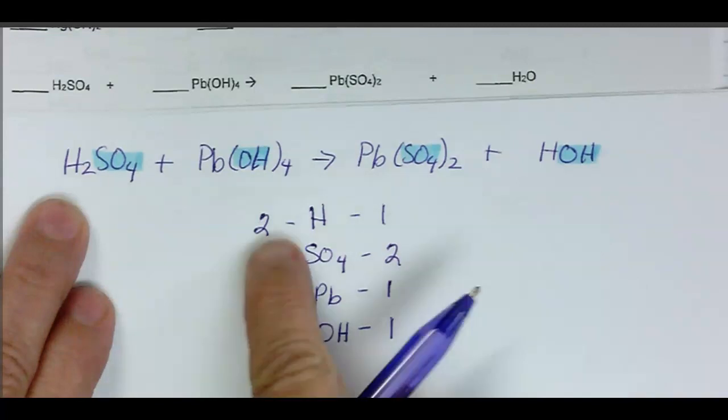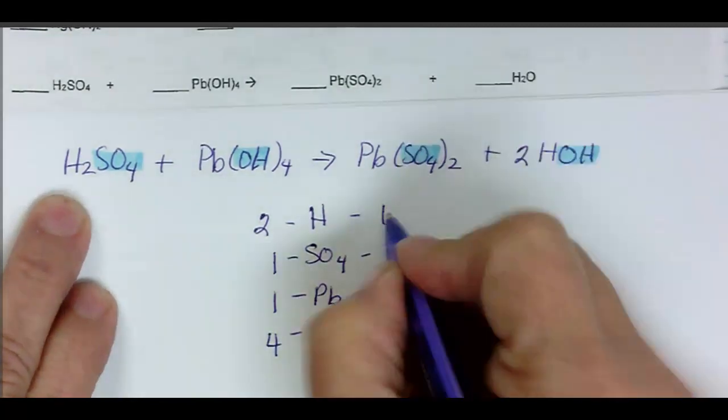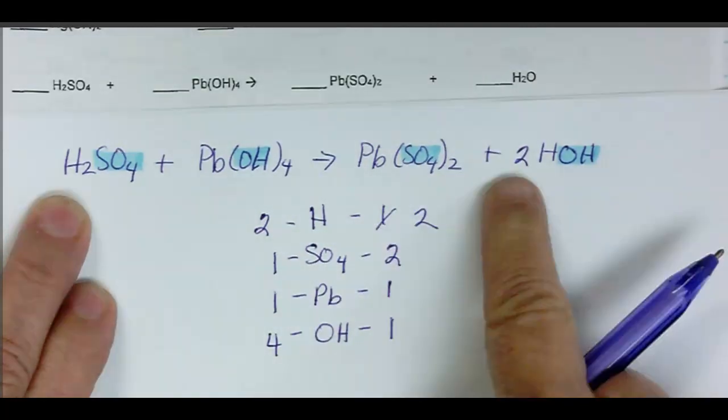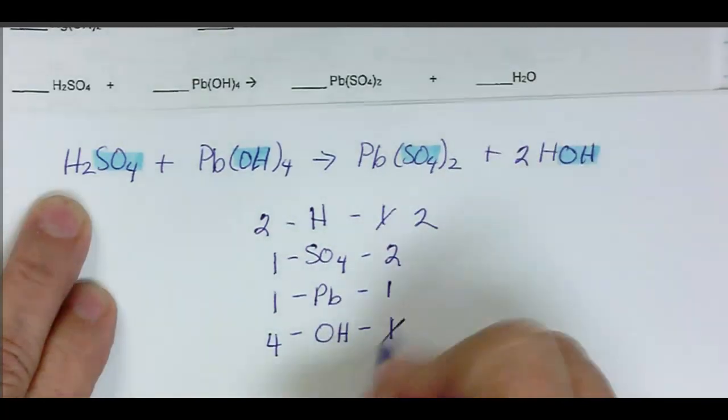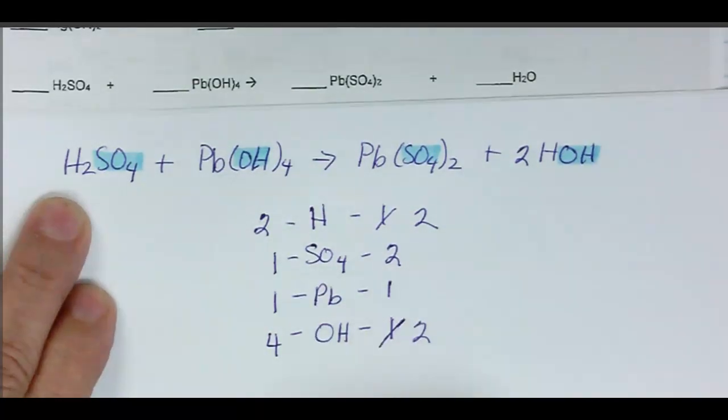So I have 2 on this side and only 1 there. So I'm going to go ahead and put in a 2. That again messed up my OHs. So that's going to give me 2 there. So I may need to come back in and do something to get me more here. But let's just see what happens.